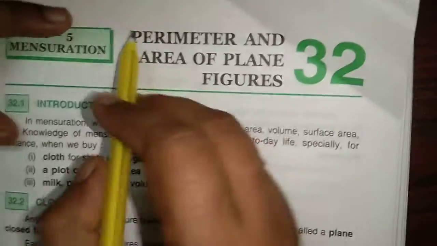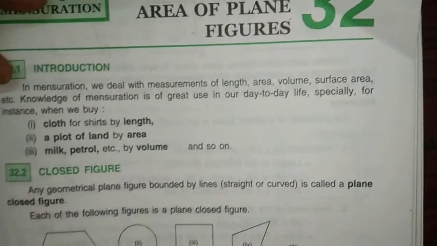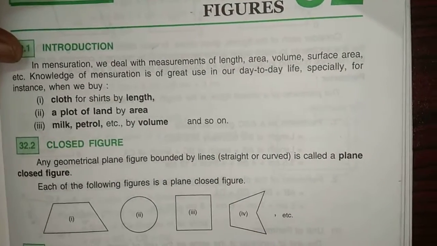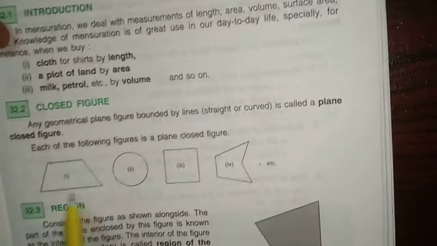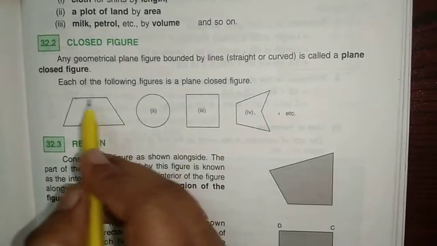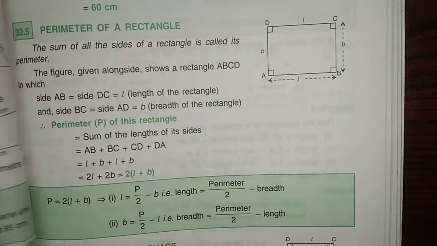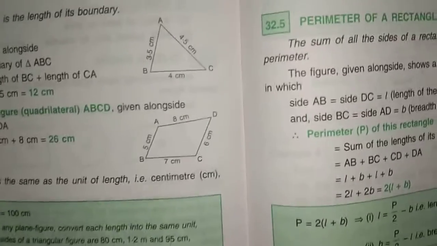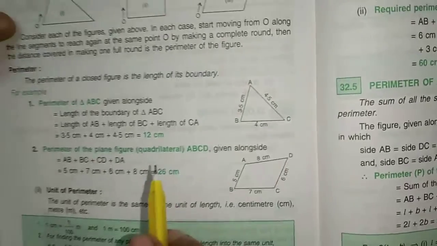Okay. Now we are discussing perimeter and area of a plane figure. What is perimeter? Perimeter means the boundary measurement of a closed figure. What is a closed figure? You have studied closed figures. These are all closed figures, isn't it? Plane closed figure. Its boundary measurement, outer measurement, is known as perimeter. In this chapter we are discussing the perimeter of a rectangle, square, and a triangle.